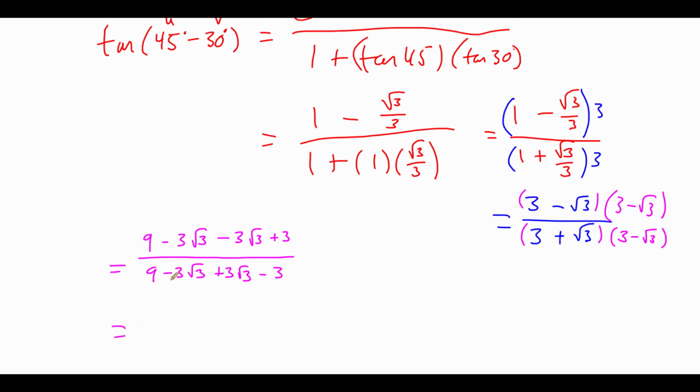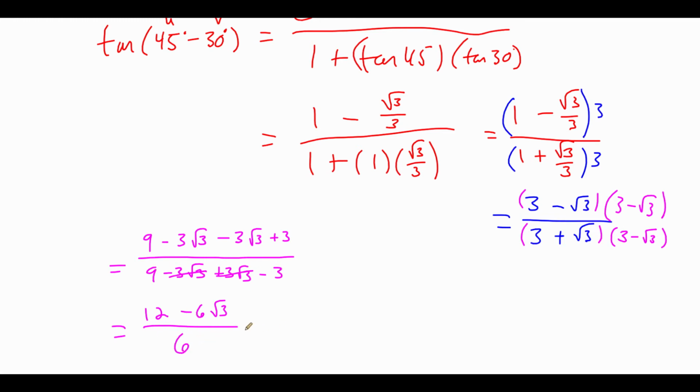Now if we look to combine some like terms, I can combine the 9 and the 3 on top to get 12, and then negative 3 root 3 and negative 3 root 3 is going to be negative 6 root 3. In the denominator, this minus 3 root 3 and this plus 3 root 3 are going to cancel each other out, and then 9 minus 3 is 6.